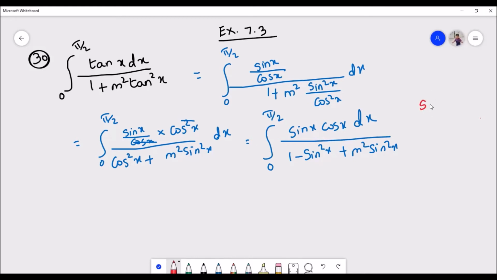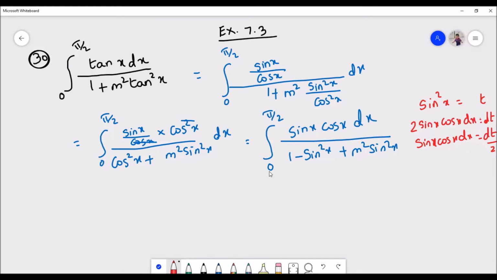So let us substitute sine square x as t. What happens? Differentiation of sine square x is 2 sine x cos x dx, which is dt. So we can replace the numerator sine x cos x dx as dt by 2. So completely it is replaced by dt by 2. Now in the denominator, wherever sine square is there, we replace it by t.